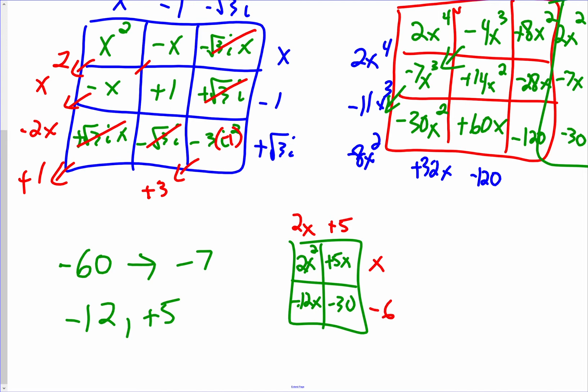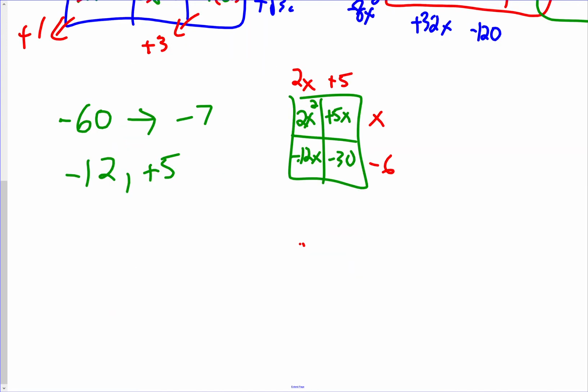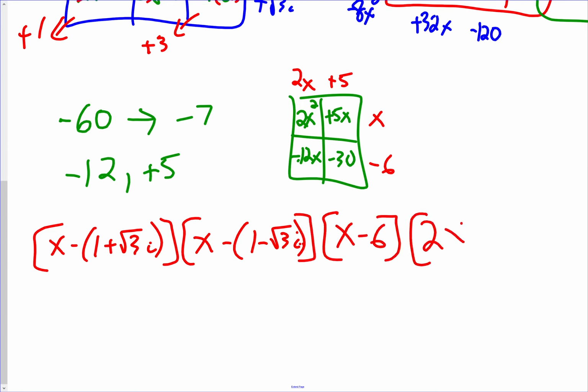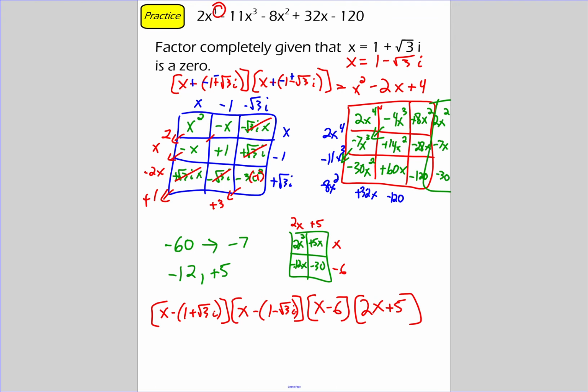Okay, and so now we can add these to our factors that we had because of our complex numbers. We've got x minus 1 plus the square root of 3i, x minus 1 minus the square root of 3i, and then x minus 6 and 2x plus 5. Again, the zeros are going to be 6 and negative 5 halves. You can set those equal to 0 and solve. All right, so there's our 4 zeros that correspond with our 4 factors. Okay, our 4 factors that go with this.